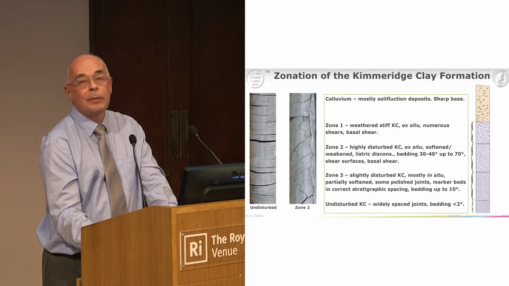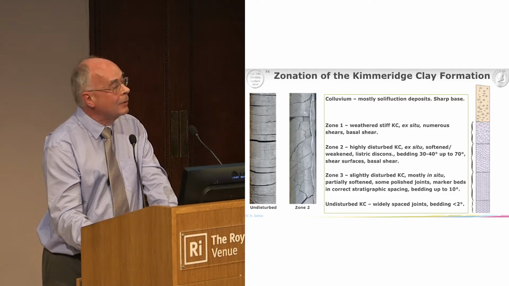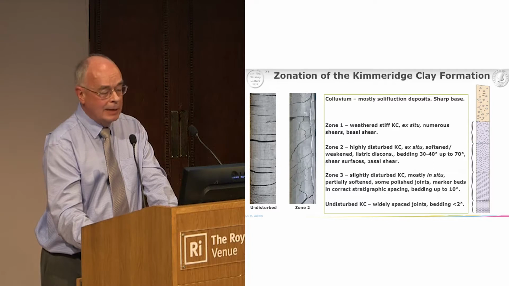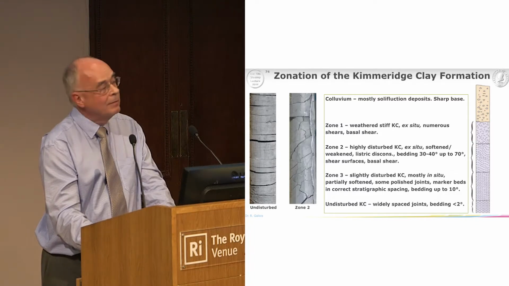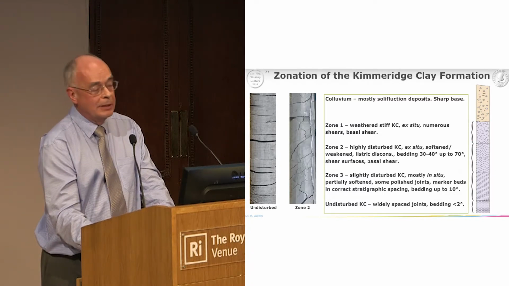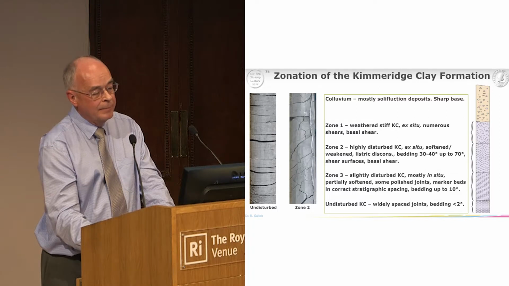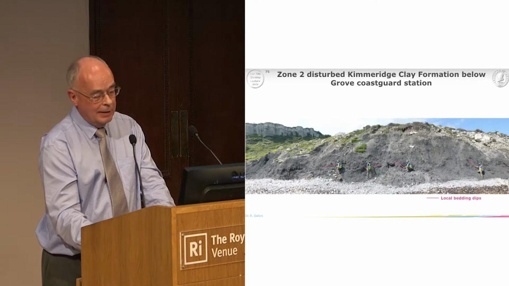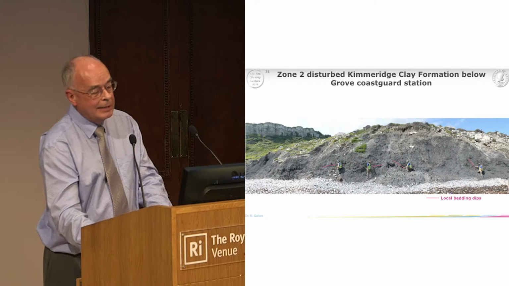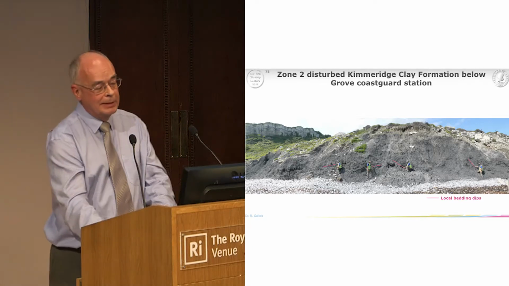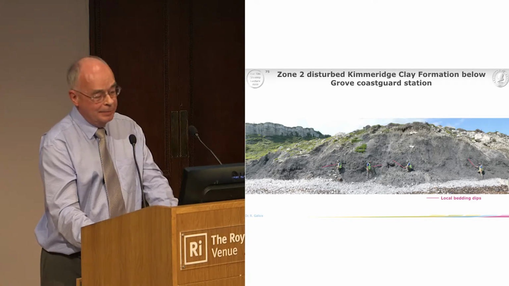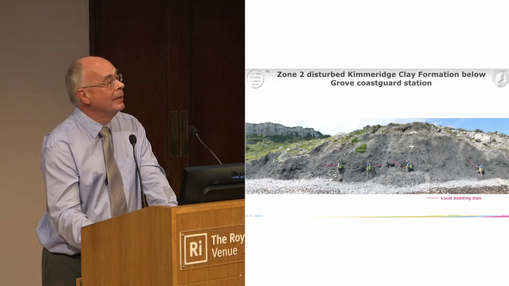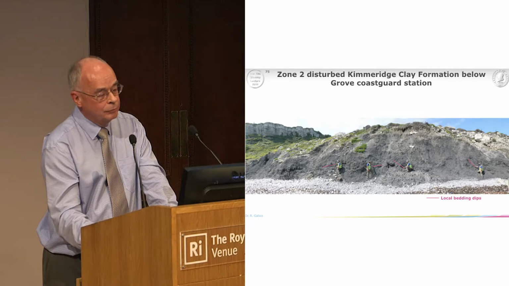Now, this is written up elsewhere. I'm not going to bother you with the details, but Zone 2 was perhaps the most enigmatic. This was highly disturbed with bedding dips up to about 70 degrees, full of shear surfaces, with a big basal shear surface at the bottom of the unit. Now, if you go along the coast a little way, you can actually see it in the outcrop. And Rob Smith is standing here with a lightsaber demonstrating where the bedding dips are. And you can see it changes quite dramatically over short distances.